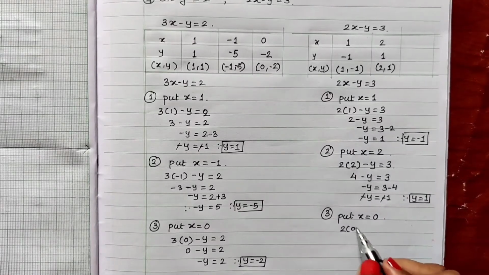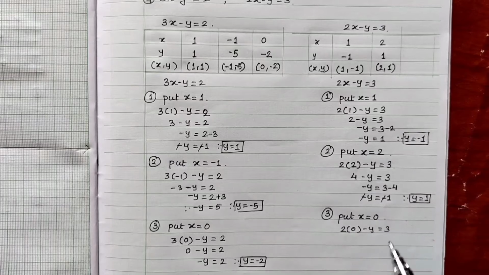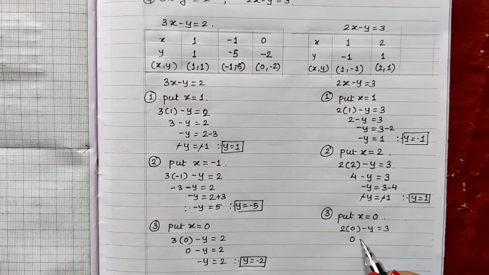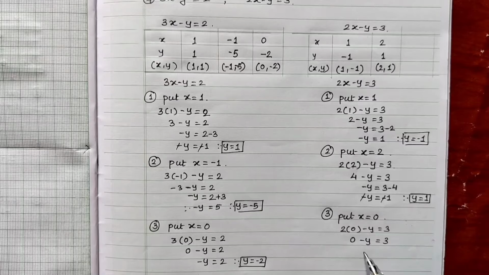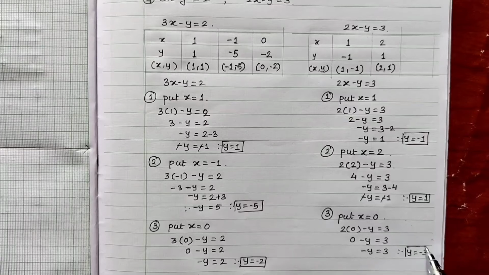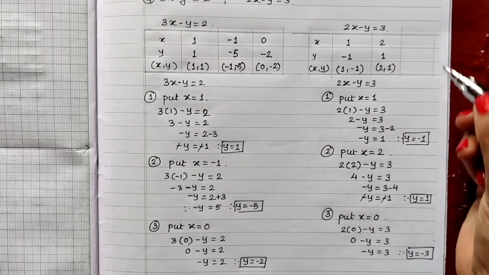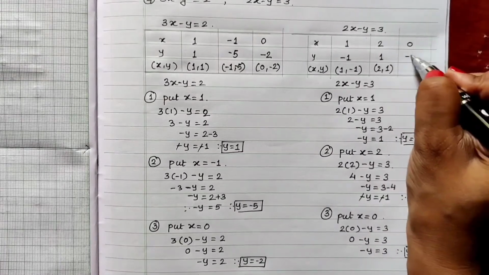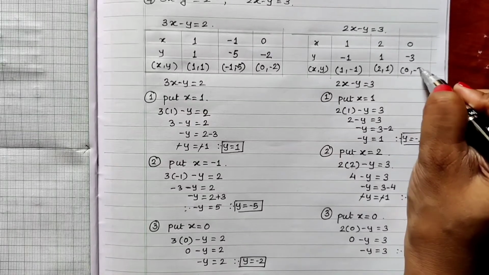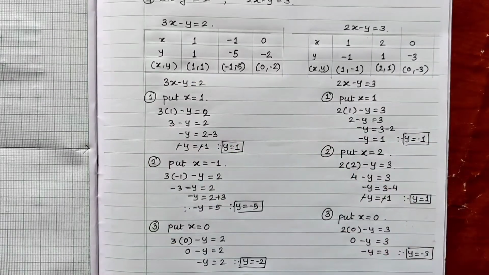So 2 into 0 minus y is equal to 3. 2 into 0 is 0. Minus y is equal to 3. So we get minus y is equal to 3. That means y is equal to minus 3. This minus sign shifting, it becomes minus 3. So when x is 0, y is minus 3. We get 0, minus 3. So in this way we have got all these coordinates.